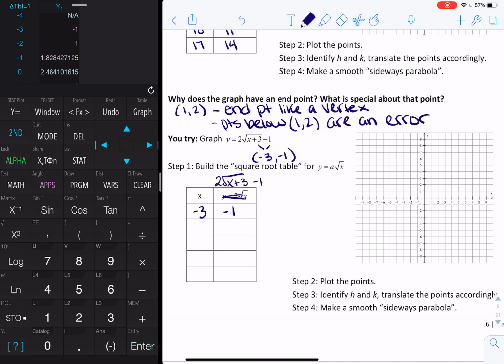So let's take a look there. All right, so I see -3, -1, everything below it, NA or error. So let's find a few points that I can plot. So how about -2 and 1, 1 and 3, 6 and 5, and 13 and 7. So let's go ahead and get those points plotted.